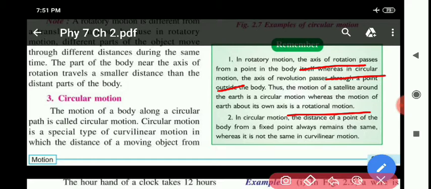If a satellite is moving around the earth, that is circular. And if the earth is rotating on its own axis, that is rotational motion. In circular motion, the distance of a point of the body from a fixed point always remains the same, whereas it is not the same in curvilinear motion. So these are the differences between circular and rotatory motion.